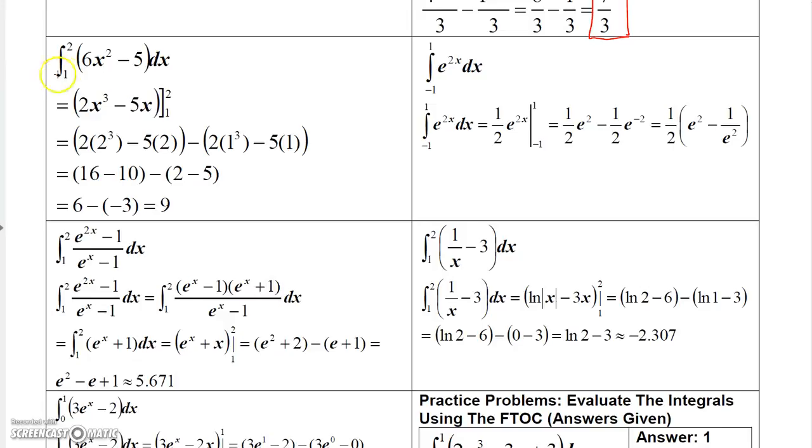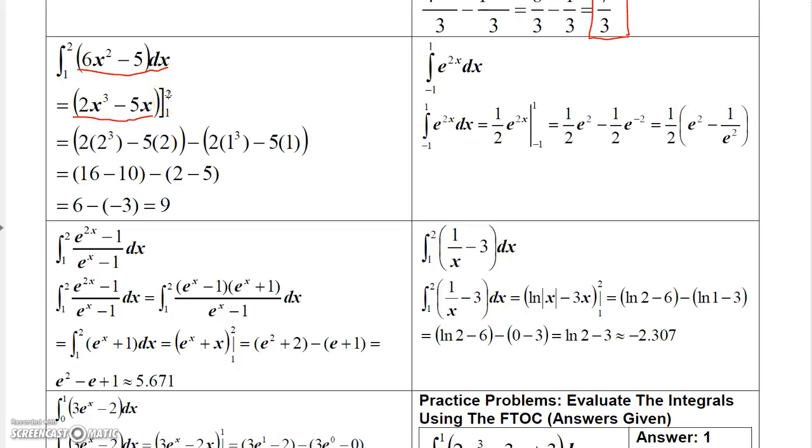Okay, now this next one I'm integrating from 1 to 2, and you know how to get an antiderivative of this. You just use the power rule and your other rules for integration. Anyway, you should get 2x cubed minus 5x. And I'm going to integrate that from 1 to 2.